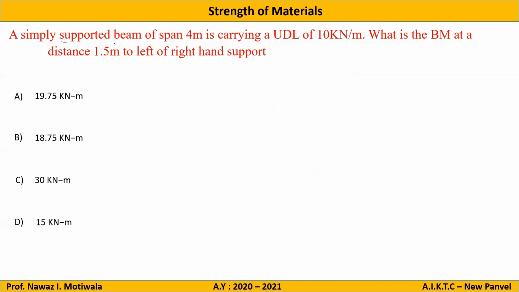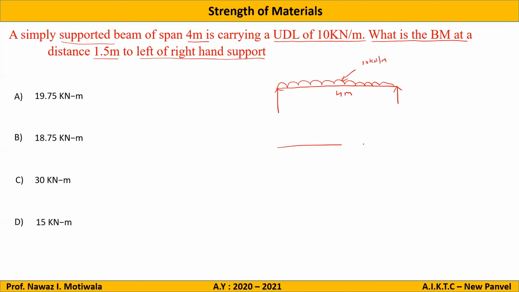A simply supported beam, again of span 4 meter, is carrying a UDL of 10 kilonewton per meter. What is the bending moment at a distance of 1.5 to the left of the right hand support? Again, just playing with words. There is a simply supported beam carrying a UDL for the entire length of 4 meter, and it is 10 kilonewton per meter.